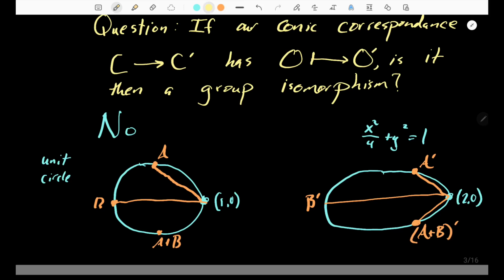On the other hand, if I add A prime and B prime in this ellipse, I connect them, and then I draw a parallel line through my base point, and so A prime plus B prime is down there. In particular, it's not the same as A plus B prime. So this is not a group homomorphism. Well, shucks. Let's try to figure out what went wrong.